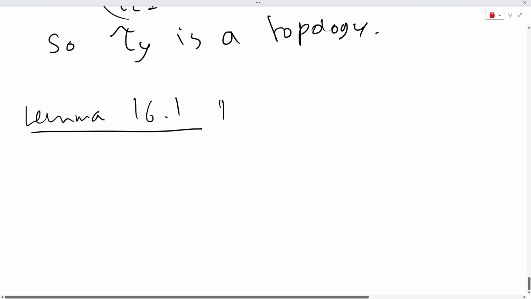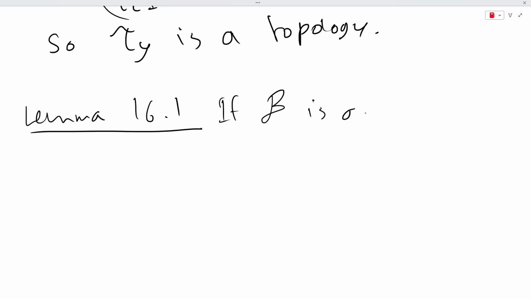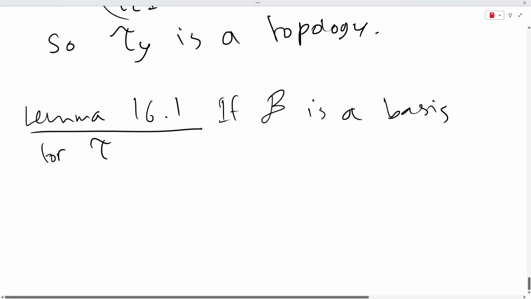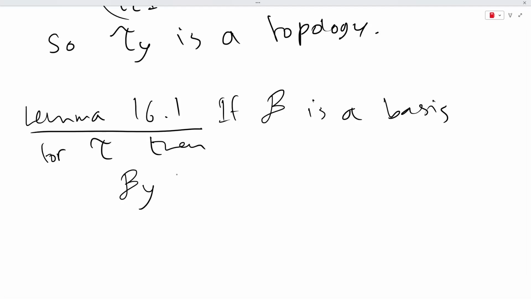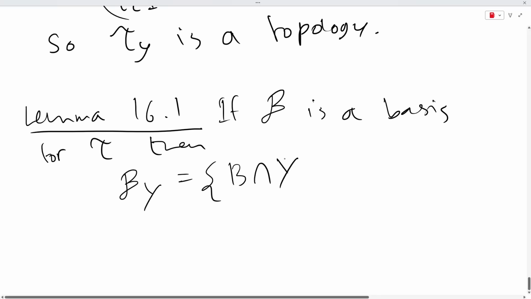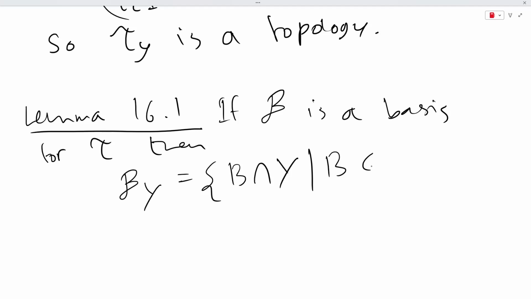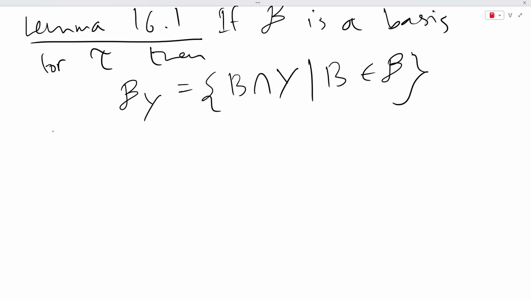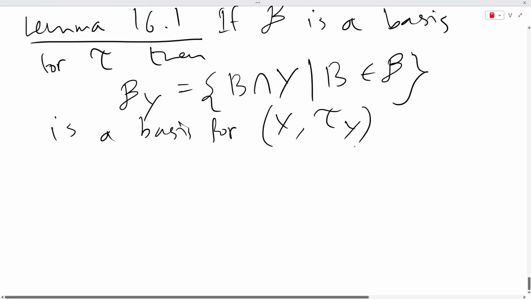Lemma 16.1: if B is a basis for tau, then B_Y, which is just the set of intersections of Y with all the basis elements b in this basis, is a basis for the subspace topology tau_Y.